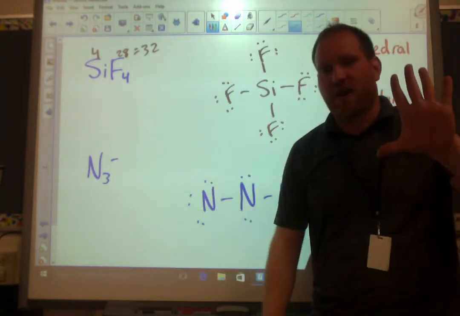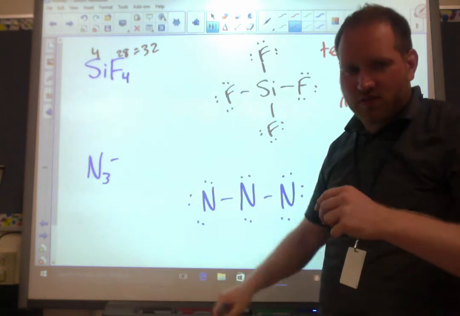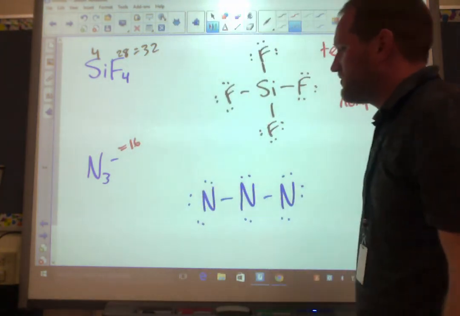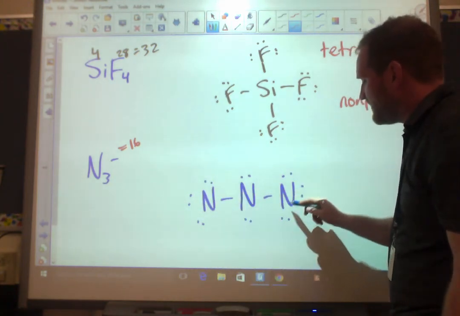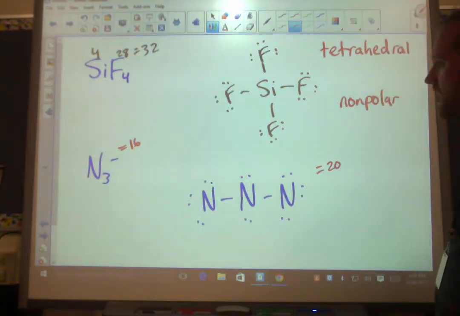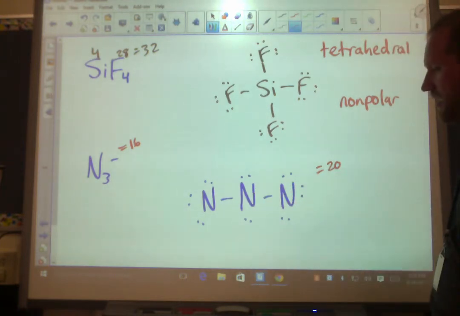So, nitrogen is 5 valence electrons. So this is 15. But because there's a minus here, that tells us there's one extra electron, which means there are 16 valence electrons. 2, 4, 6, 8, 10, 12, 14, 16, 18, 20. That's 20. So we now have a choice. We can either do 2 double bonds or 1 triple bond.